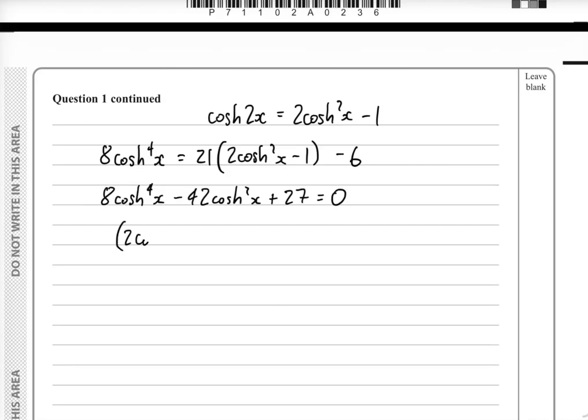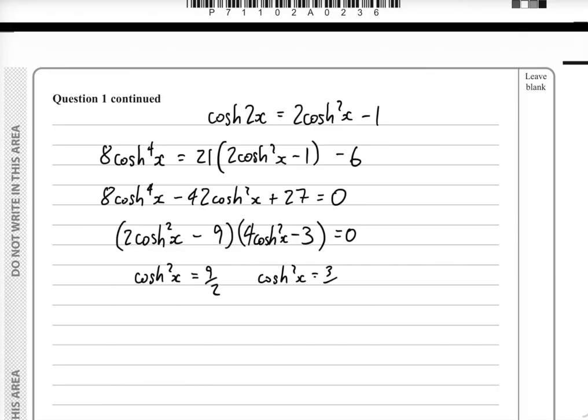Can we factorize? Remember, if you don't like to factorize, or if it's not immediately obvious, you could just use the formula. But I think we need a 9 and a 3. Is that going to work? Yes, 36 and 6, so 4 cosh squared x minus 3, 2 cosh squared x minus 9. That gives us cosh squared x is 9 over 2, or cosh squared x is 3 over 4.